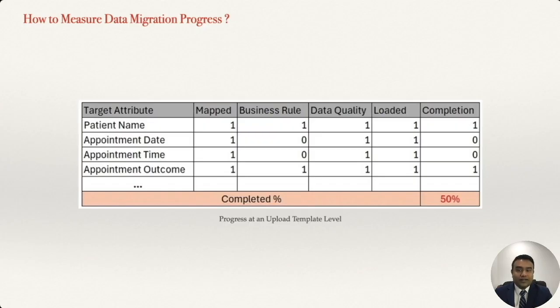Not all the target attributes of an upload template will require these 4 actions. In such cases, flag the non-required action as 1, that is done. For example, you might not need any data quality rule for a field called customer title. In that case, the data quality flag will be 1. Because there are no data quality checks required, it is marked as done.